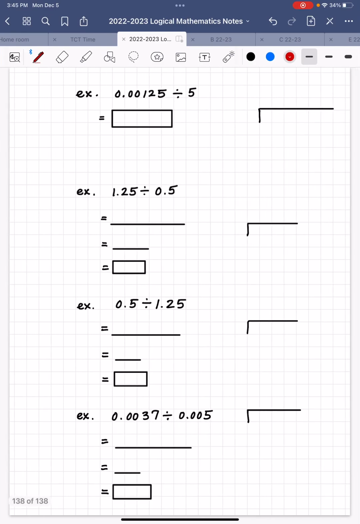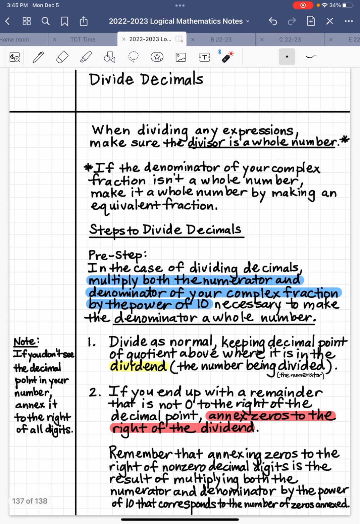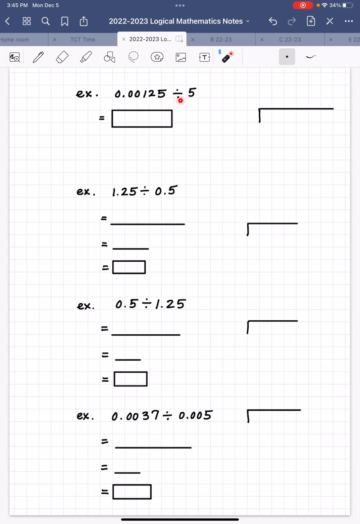Let's now put into action what we've just discussed. Just to recap before we get into the process, if we're dividing, we have to divide by a whole number. If we're dividing by a whole number, great. We divide as normal, and we put the decimal point exactly where it is in the dividend, in the quotient. And if what we're dividing by is not a whole number, then we're going to multiply it by a power of 10 to make it a whole number. And then we'll do the same thing to the numerator. And then we divide as normal.